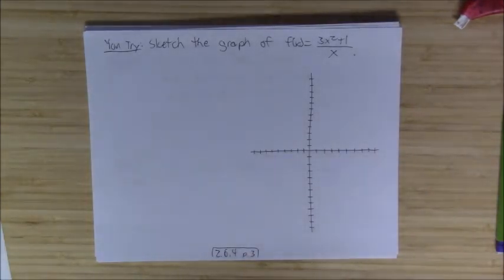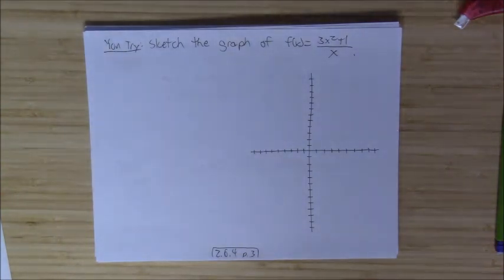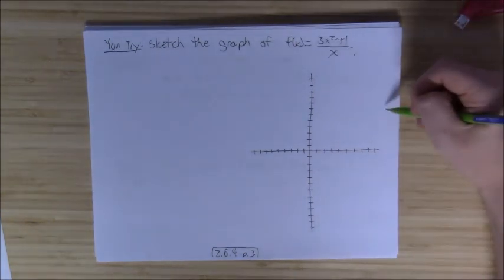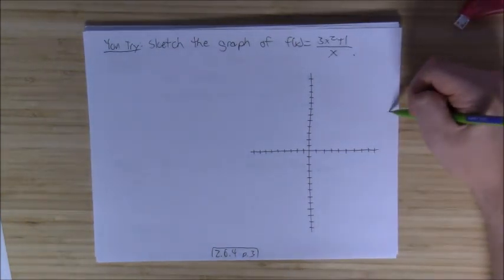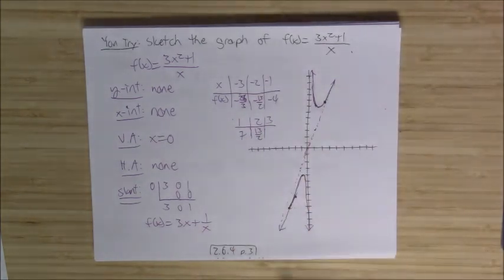And now it's once again time for you to try an example. So go ahead and sketch the graph of f of x equals 3x squared plus 2x plus 1 over x. On the count of 3, I'll reveal the solution. 1, 2, 3. So this would roughly be the solution to it.